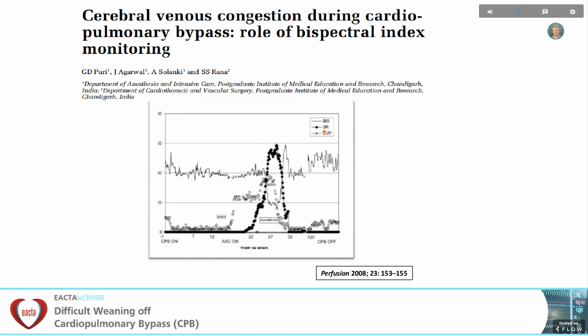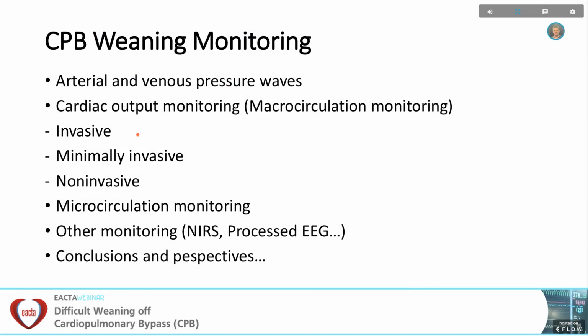in real time. So we reviewed some arterial and venous pressure waves, cardiac output monitoring, and talked about microcirculation monitoring with several types of monitoring, showing some promising tools for monitoring microcirculation during weaning off, and how we can use cerebral monitoring to ensure good hemodynamics for weaning off CPB.